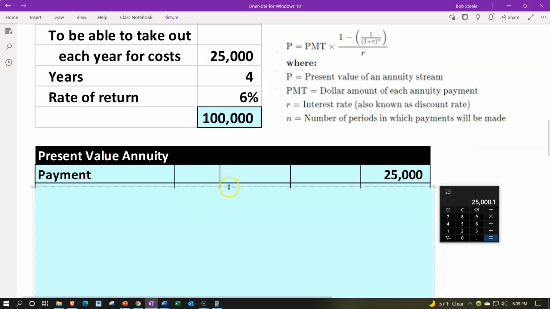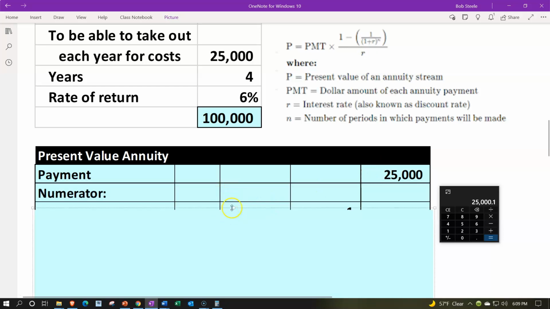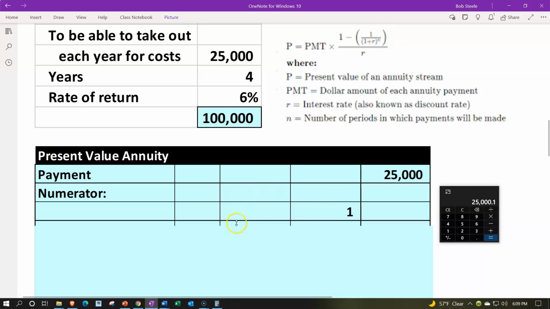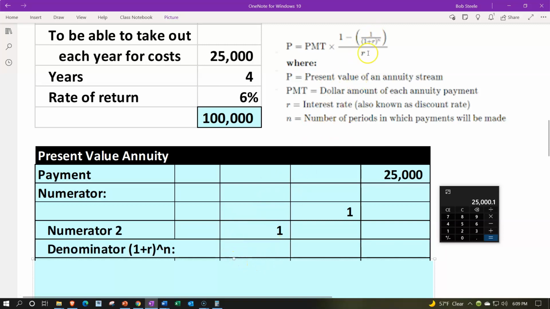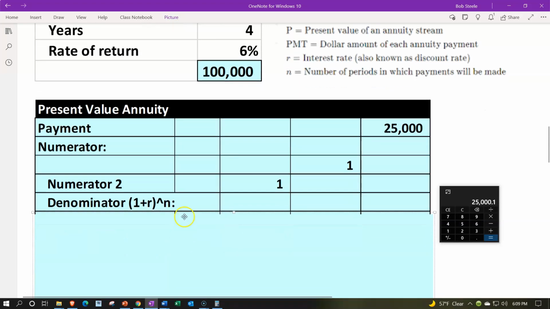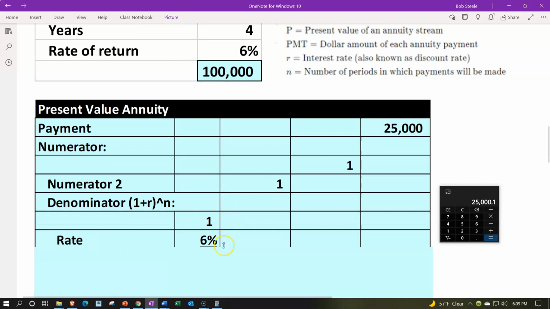So we got the payment up top. That's the payment, which is going to be on the right-hand side, 25,000. We're going to pull inside the numerator, this whole top piece, and then we're going to have a 1, which is this 1 right there. And then we're going to have the numerator 2, which is that 1 up top, and I'm just going to put the 1 right there. And then the denominator, which is the 1 plus R to the N, which we're going to pull inside, indicated by the colon and the indentations down here.